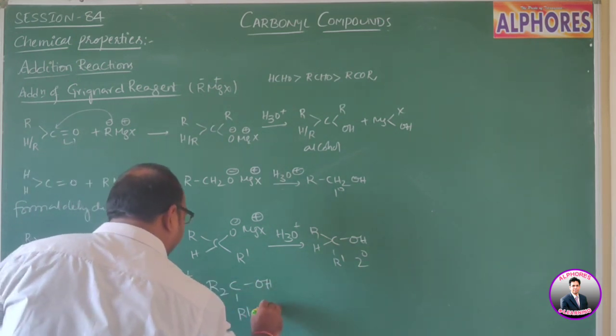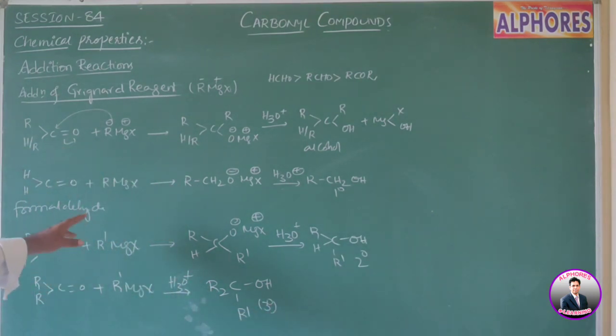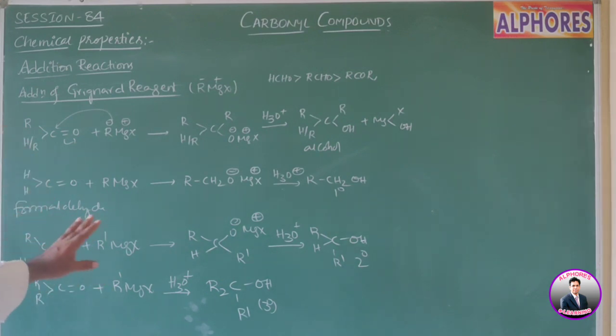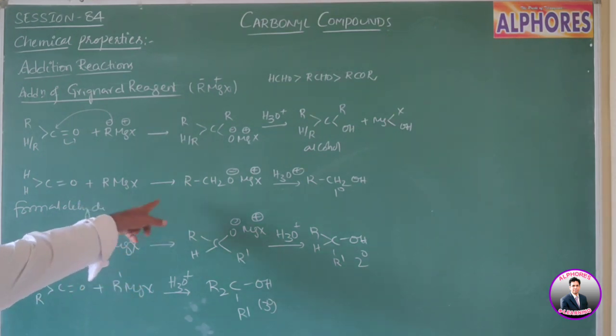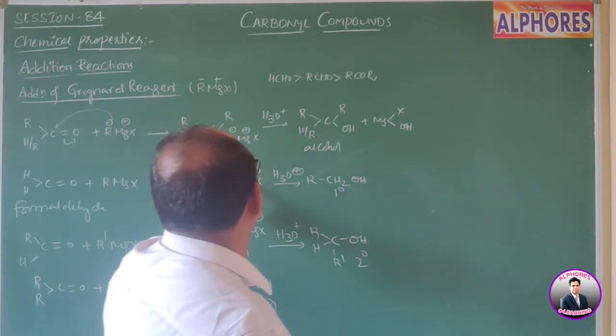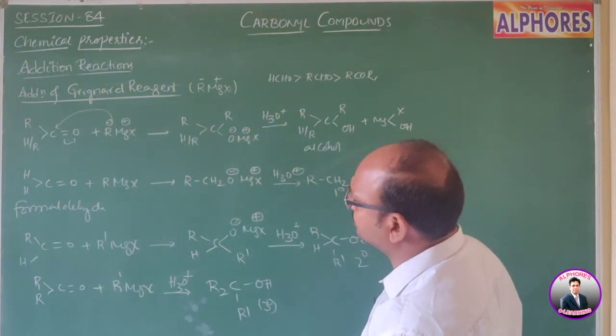That means it is very clear: formaldehyde upon reaction with Grignard reagent gives a primary alcohol, and except formaldehyde, any other aldehyde gives secondary alcohols. And ketones upon reaction with Grignard reagent followed by hydrolysis give tertiary alcohols. If you want to prepare benzyl alcohol, it is better to consider phenyl magnesium halide with formaldehyde, and then we will get benzyl alcohol.